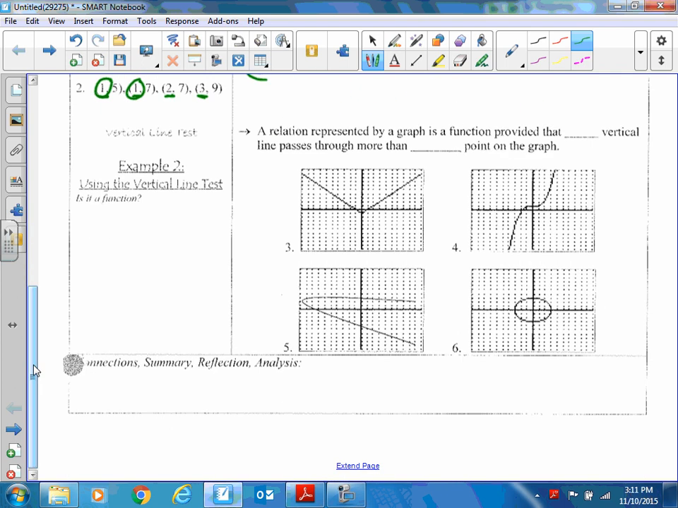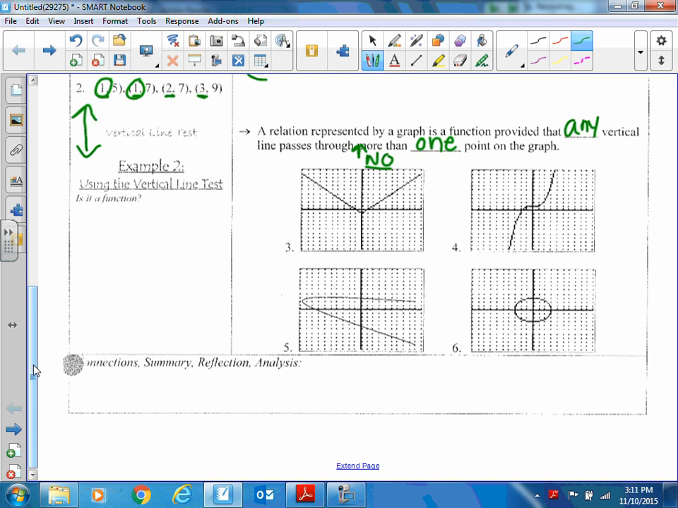All right, so we're going to look at example 2, and this is where we introduce the vertical line test. So if we recall, a vertical line is up and down. So a relation presented by a graph is a function provided that any vertical line passes through no more than 1 point on the graph. Okay, so we're going to draw a vertical line, and in order for this to be a function, it could only hit the graph once.